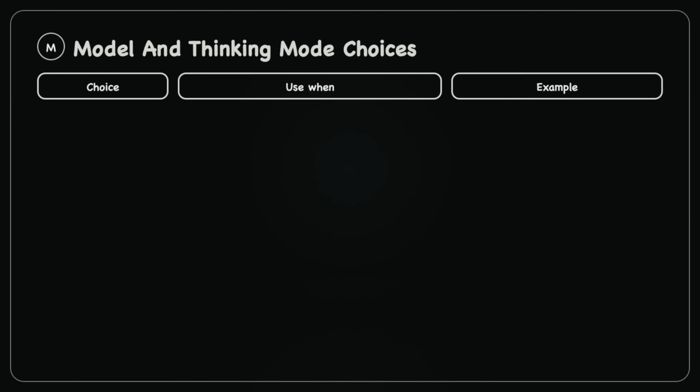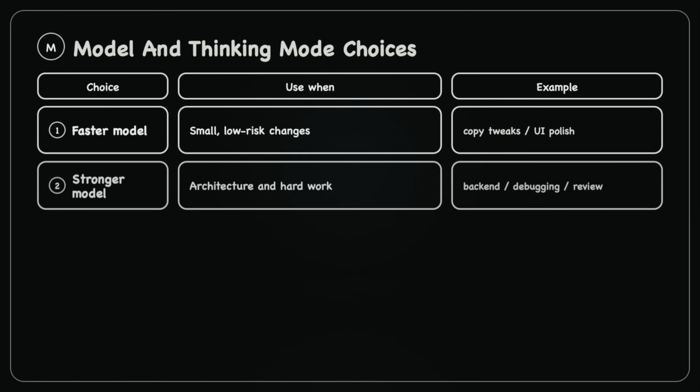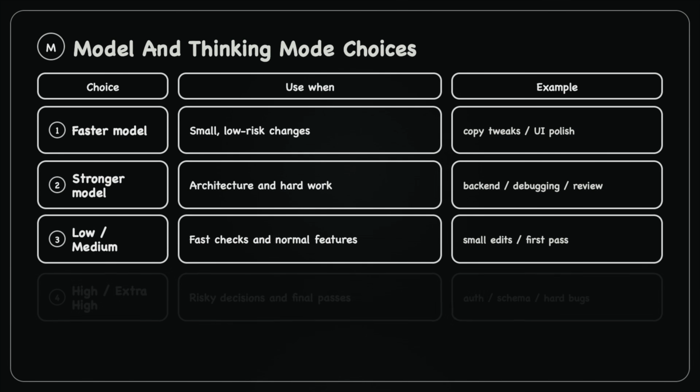The next thing to understand is that Codex is not just one fixed experience. There are a few workflow decisions you make each time you use it, and the first one is which model to use. In practice, I usually default to the latest, strongest model unless I have a clear reason not to, because most app building tasks benefit from better reasoning.